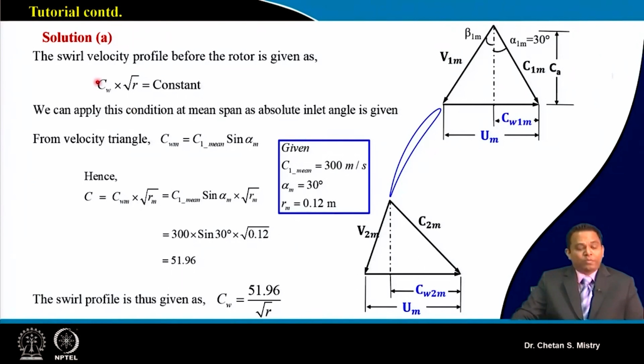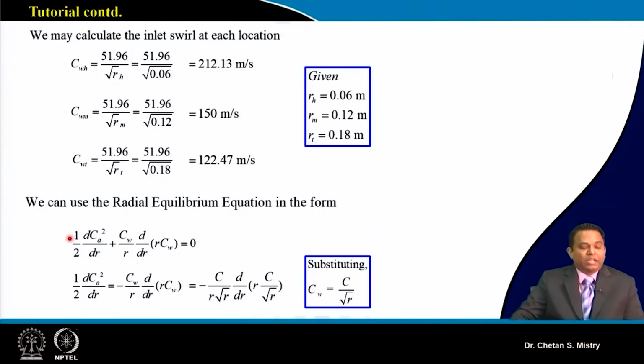Now, what is known to me is my Cw into square root of r equal to constant. So we can say my Cw is given by 51.96 divided by square root of r. If I am looking for my whirl component at the hub, I can calculate it by putting in the hub radius, and I can calculate at the tip by putting in the tip radius. Suppose we consider this as our case: at the hub we know our radius as 0.06 meter, at the mid station our radius is 0.12, and at the tip station my radius is 0.18.